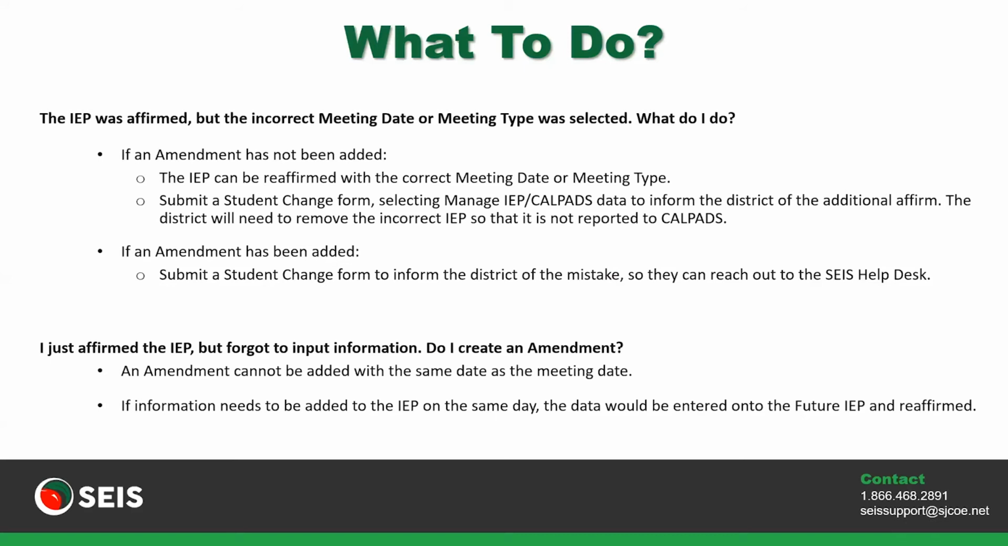If you affirm the IEP, but you forgot to input information, this is the same one. Oh, I just affirmed, I forgot that I didn't enter my goals, or I forgot to continue the services, but I already affirmed. Do I create an amendment for that? So as of, we just heard in the CalPADS session that it sounds like they're going to make this just a warning, but as of yesterday, or as of technically today, it's still an error, where the amendment date cannot be the same date as the IEP date.